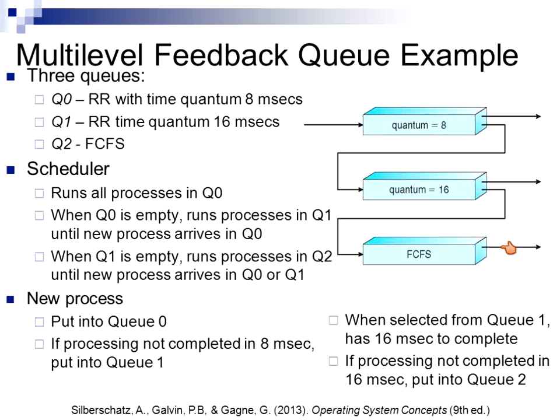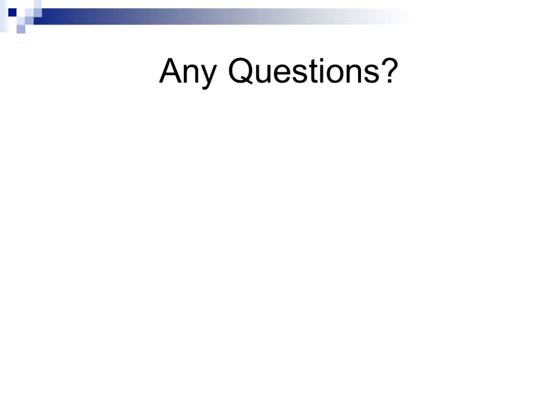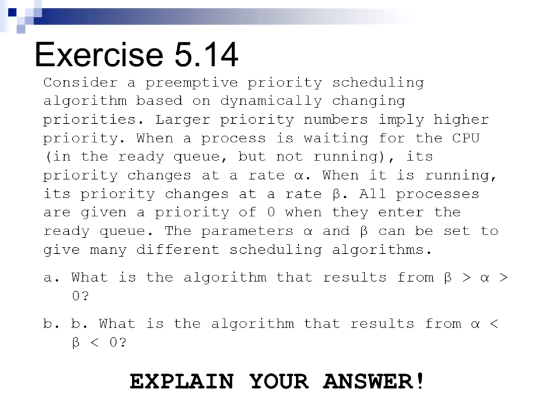Now you have another question in your homework assignment, and that is exercise 5.14. It says, consider a preemptive priority scheduling algorithm based on dynamically changing priorities. Okay, so the priorities are going to be changing. It's preemptive priority scheduling, but the priorities are changing. Larger priority numbers imply a higher priority, okay?